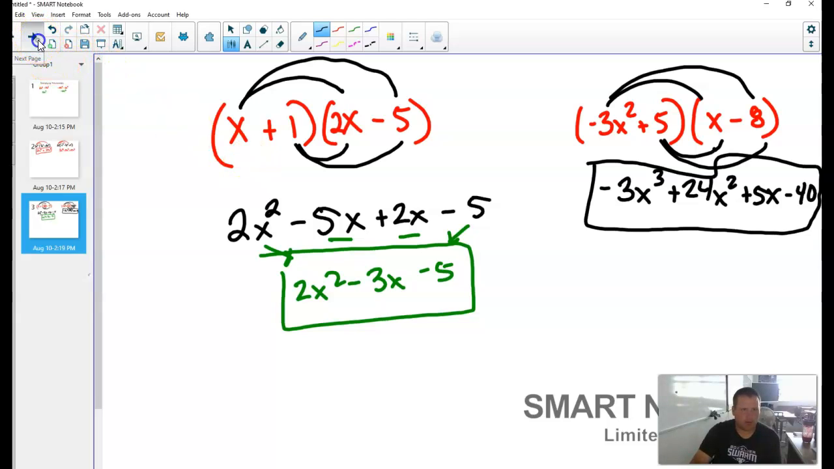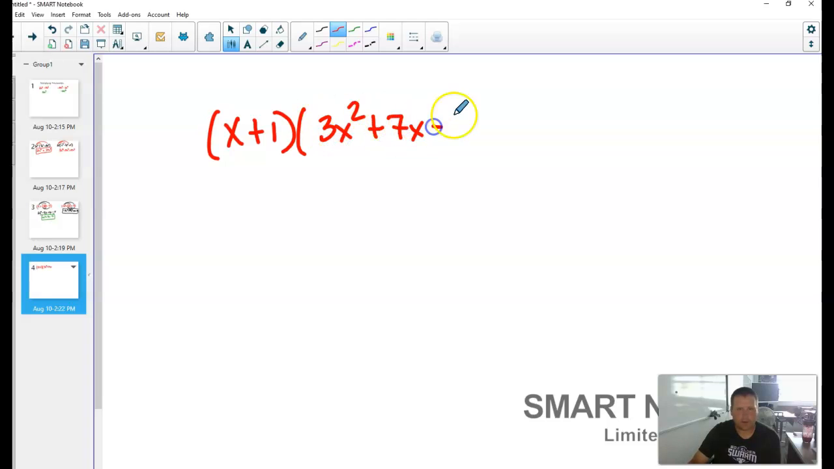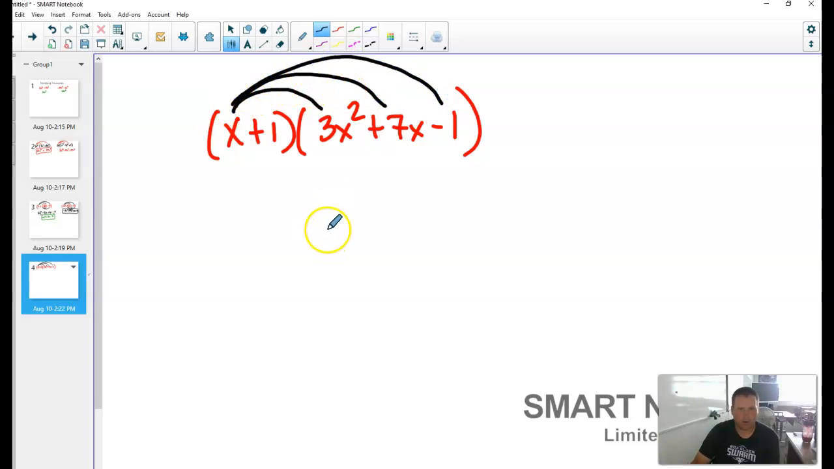You can keep going with this, guys. It's the same rules; they don't really change. Like if I had a binomial times, let's say, a trinomial, so 3x squared plus 7x minus 1. I'm still just going to take this x and distribute it to every single term again, all three. And then I'm going to take the 1 and distribute it to everything as well.